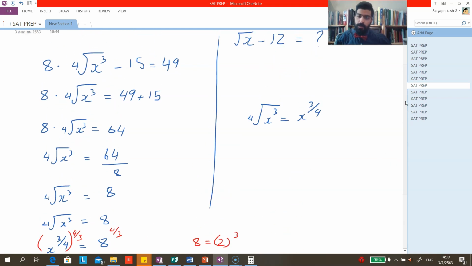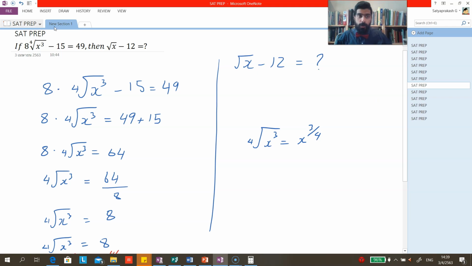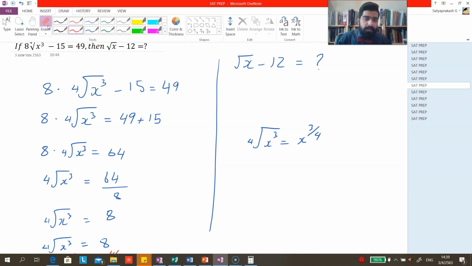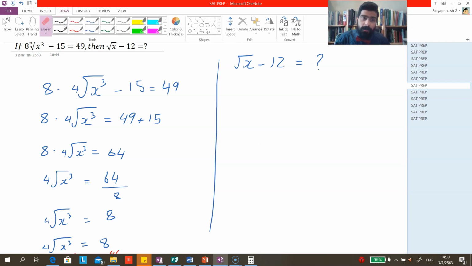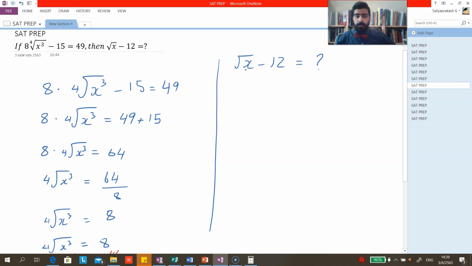Now we have found the value of x, but the question is still not finished. They are asking us, always guys, here's where many of the students lose points by not completing the question. So here they are asking what is square root of x minus 12. We found that x is equal to 16. So square root of 16 minus 12 will be equal to 4 minus 12, which is equal to negative 8. Okay, guys, which is equal to negative 8.